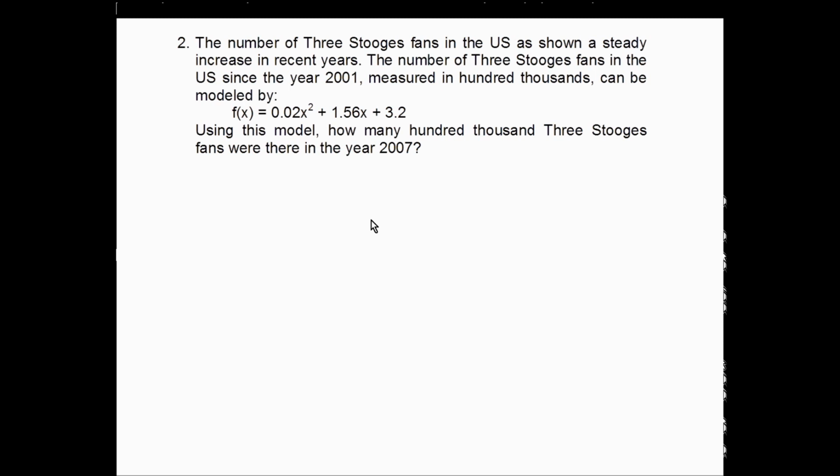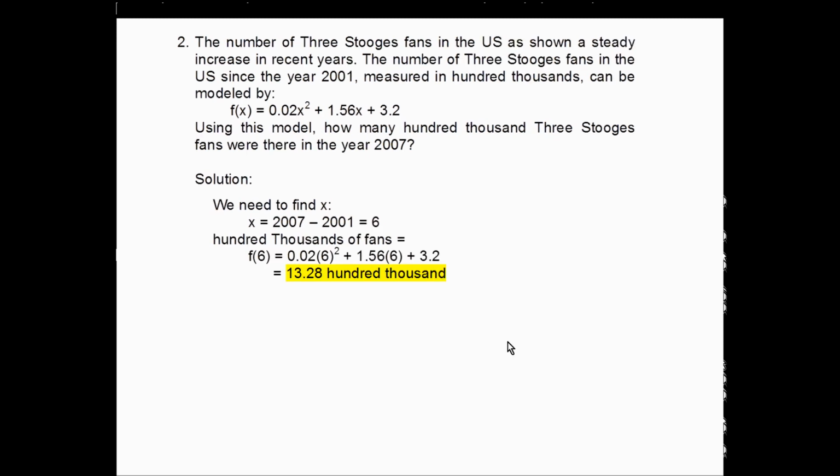Now remember that function measures the number of fans since the year 2001. So we have to figure out how many years there are between 2001 and 2007. We need to find x first. It's going to be 2007 minus 2001, which is 6. So we need to find f(6). The number of hundred thousands of fans will be f(6), which is 0.02 times 6 squared plus 1.56 times 6 plus 3.2.